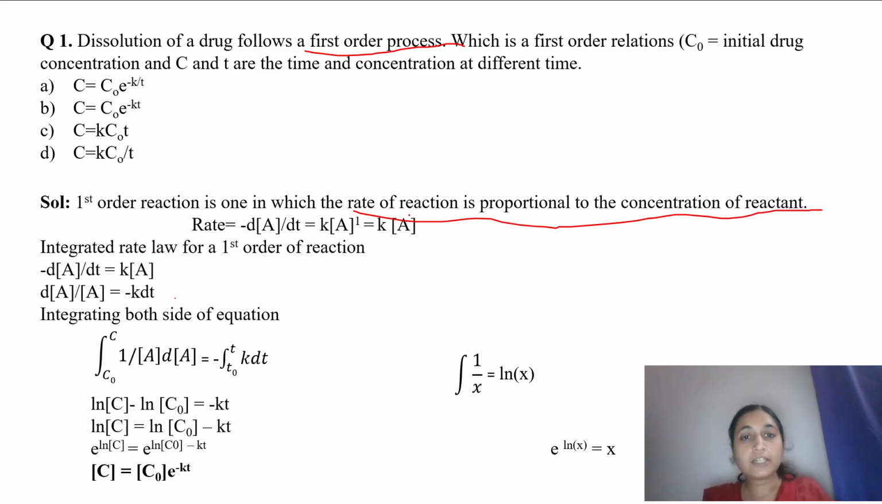So let's derive this equation. So minus dA upon dt equal to Ka. So dA upon A equal to minus K dt. We will integrate both sides of the equation by using the upper limit and lower limit, C0 and C, and here we will use T and T0. So we will do like this, then we will get C equal to C0 e to the power minus KT. Right? So the option will be B.